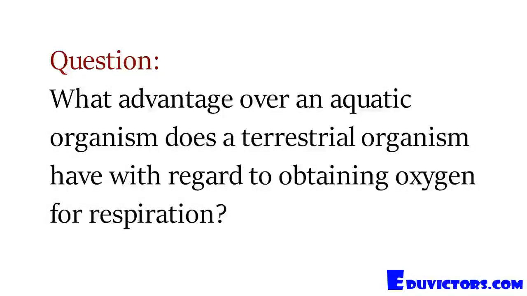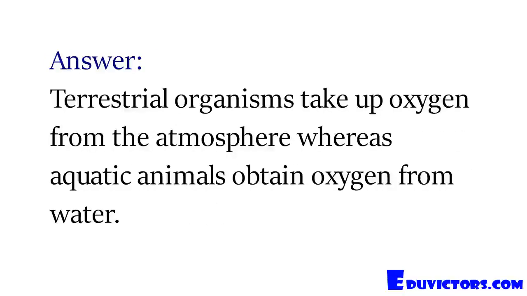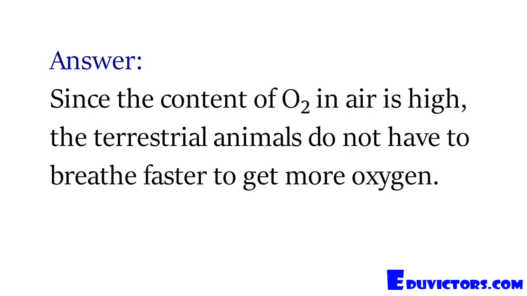What advantage over an aquatic organism does a terrestrial organism have with regard to obtaining oxygen for respiration? Answer. Terrestrial organisms take up oxygen from the atmosphere, whereas aquatic animals obtain oxygen from water. Air contains more oxygen as compared to water.